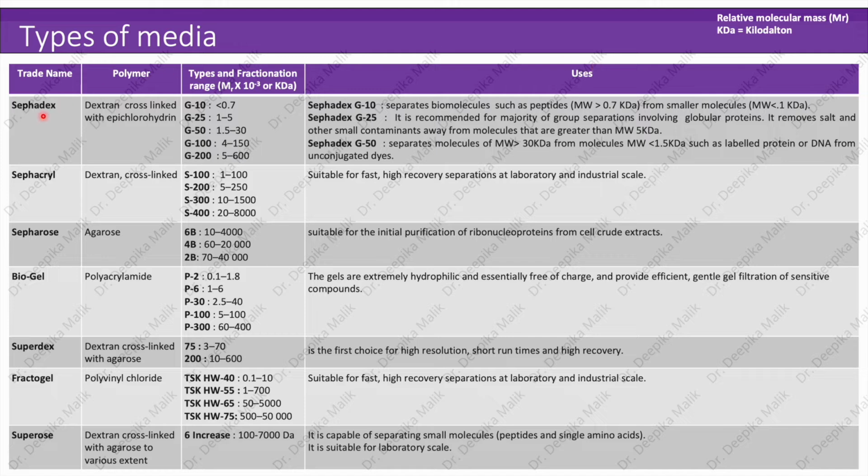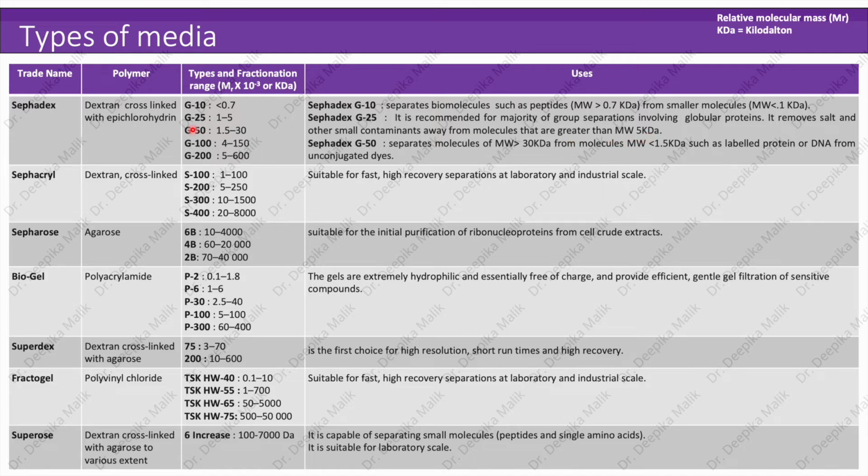Sephadex is a polymer made of dextran cross-linked with epichlorohydrin. It has many types, for example G10, which separates biomolecules such as peptides of molecular weight more than 0.7 kilodaltons from small molecules of molecular weight less than 0.1 kilodalton. Sephadex G25 is recommended for the majority of group separations involving globular proteins. It removes salt and other small contaminants away from the molecules that are greater than 5 kilodaltons.